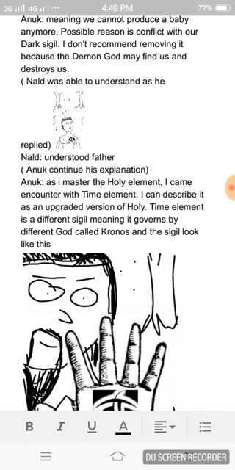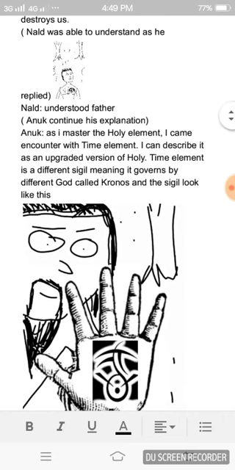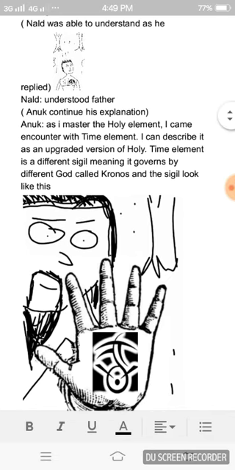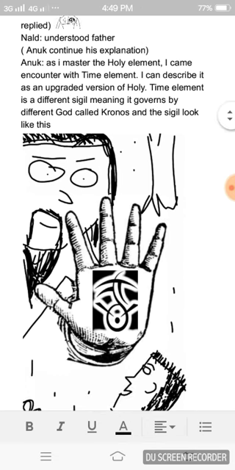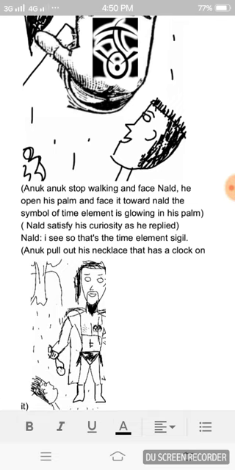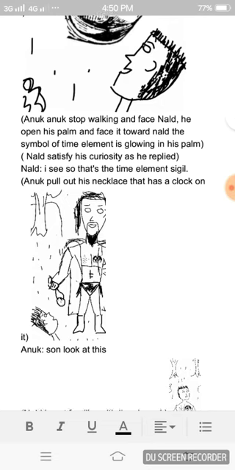Anuak continued his explanation. "As I mastered the holy element, I came across the time element. I can describe it as an upgraded version of holy. Time element is a different sigil, meaning it is governed by a different god, and his name is Kronos. The sigil looks like this." Anuak stopped walking and faced Nald. He opened his palm and faced it towards Nald. The symbol of the time element is glowing in his palm. Nald satisfied his curiosity as he replied, "I see, that is the time element sigil."